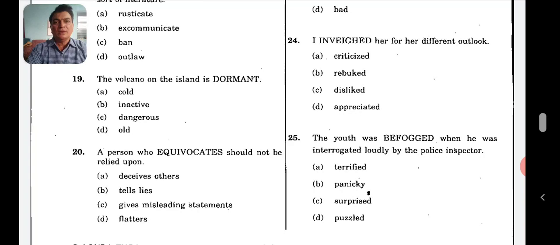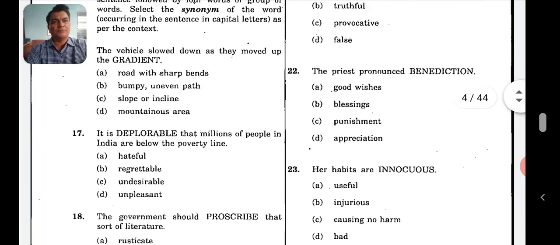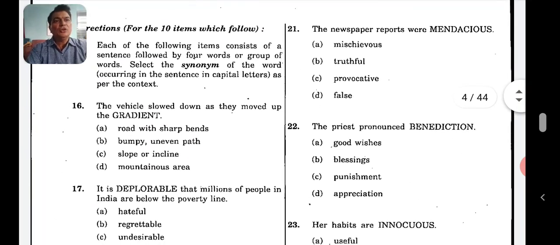That's B. A person who equivocates should not be relied upon. Now, what is the synonym of equivocates? Gives misleading statements, giving ambiguous statements. So equivocate means confusing statements. That's why C is the right answer here. Let's go to the 21st one. The newspaper reports were mendacious. Mendacious means untruthful. So naturally, the synonym of mendacious will be false.